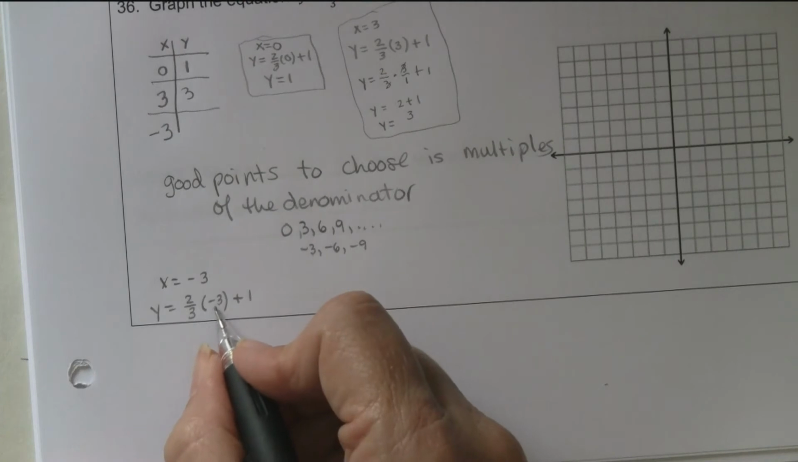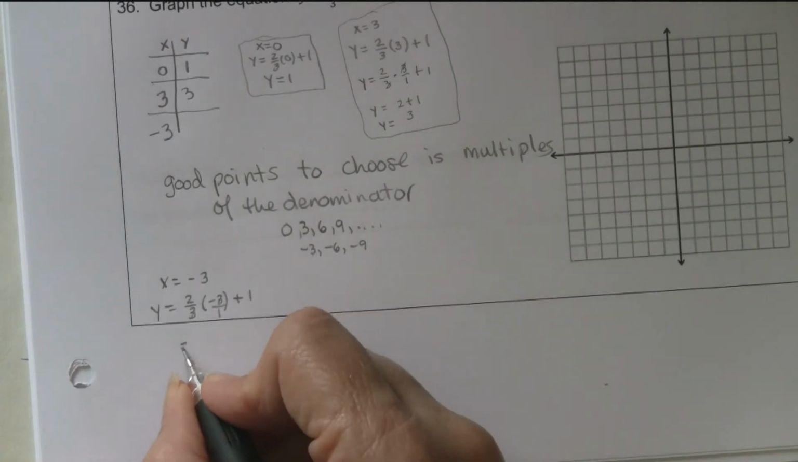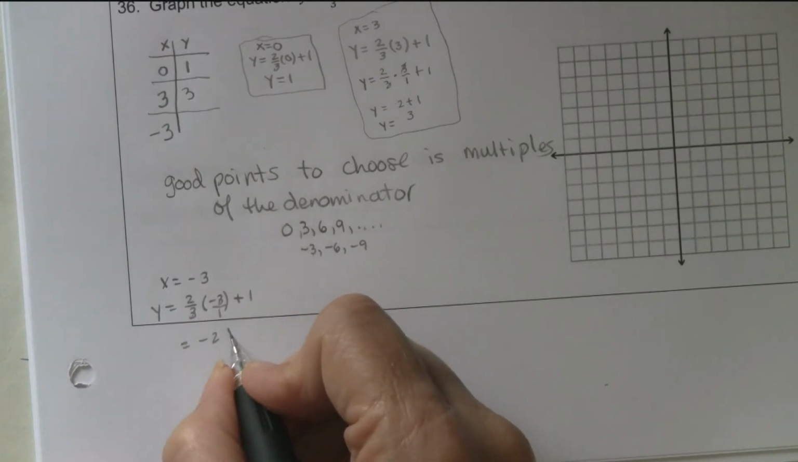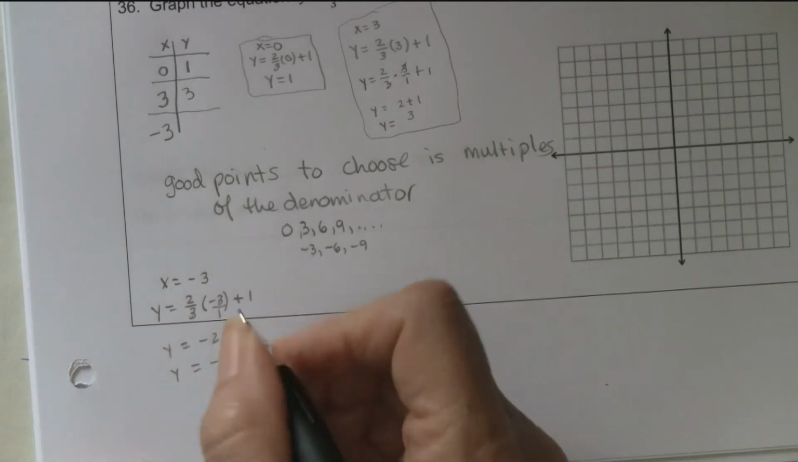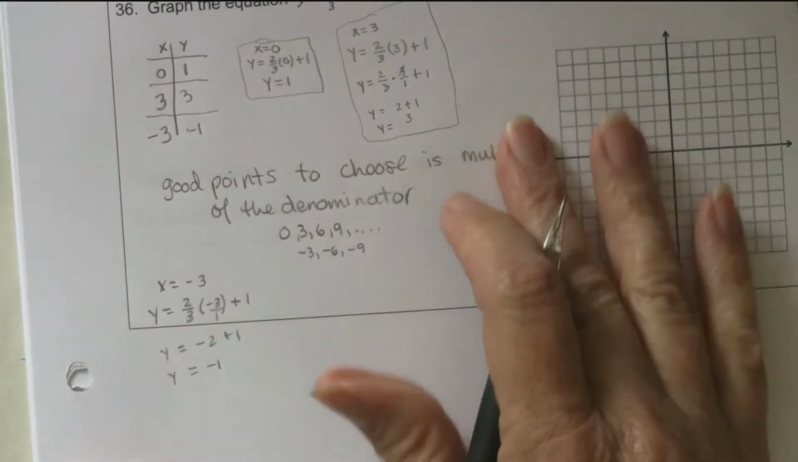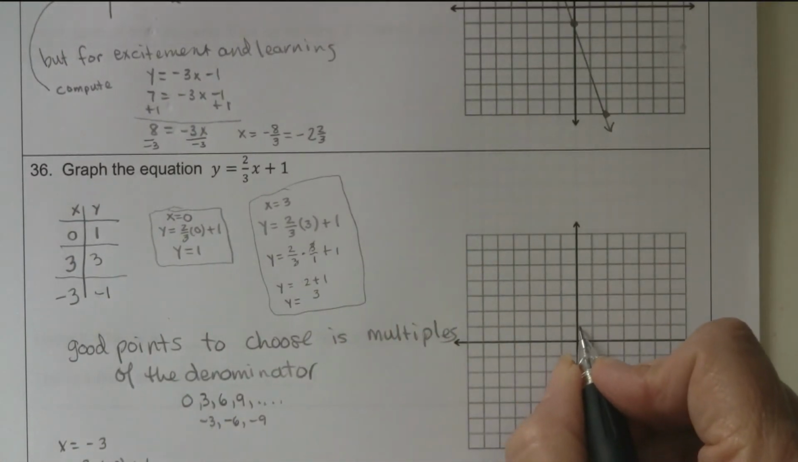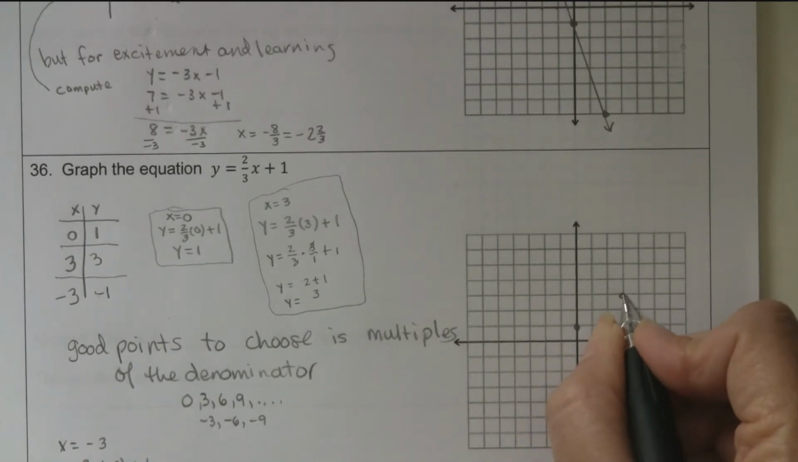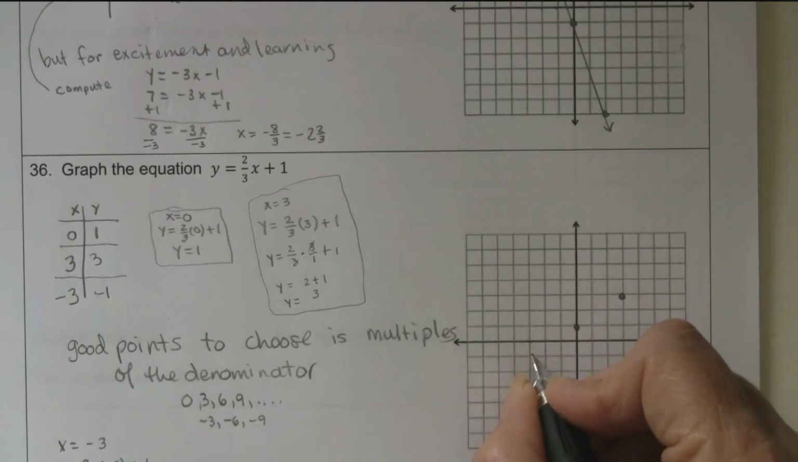So this is -3 over 1. So the 3's cancel, and so this becomes -2, because this is really 2 times -1 plus 1, which is -1. So that's my y value here. So -3, -1. And then I'm going to plot these. So over 0, up 1. Over 3, 1, 2, 3, up 3. And over 3, 1, 2, 3, down 1.